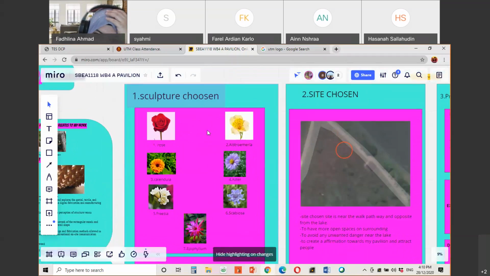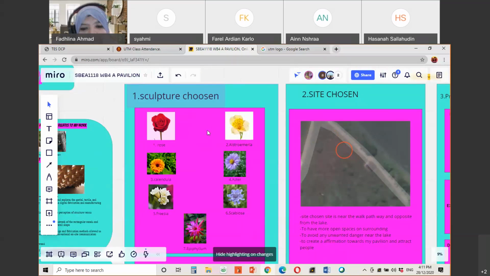So for my sculpture chosen, I chose these 7 types of flowers for my sculpture. Each flower represents different meanings. Why I choose these flowers is because my theme is garden, so I'm trying to create a pavilion that looks like a garden. Different flowers give different representation, so it can give a positive vibe towards my pavilion.